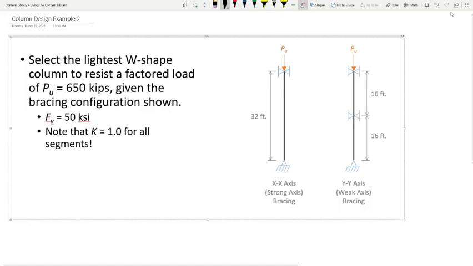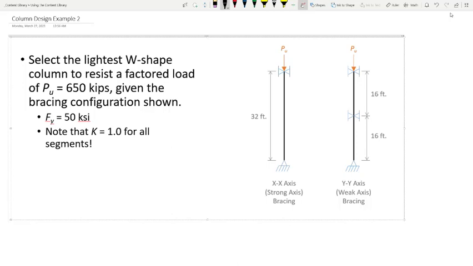What we're going to be doing in this problem is selecting the lightest W shape that we can to resist a factored load of 650 kips. Right off the bat, let's make that part easy. By now we know how to do 1.2 dead plus 1.6 live. So we're designing for 650 kips. 650,000 pounds is what we're designing this column for.